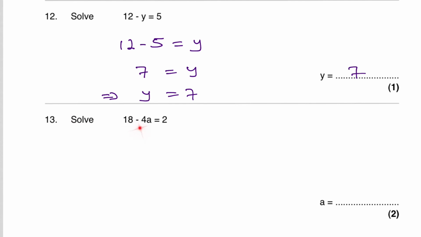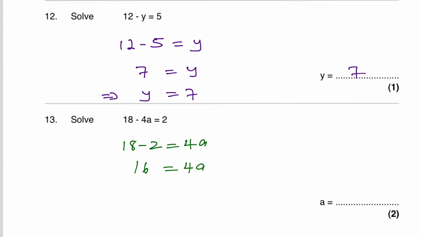Question 13. 18 minus 4a equals 2. Again, here I need to move that variable, which is minus 4a. A is a variable, so minus 4a. I need to move that to the right and move 2 to the left. So I'm going to get 18 minus 2 equals 4a. 18 minus 2 is 16, equals 4a.